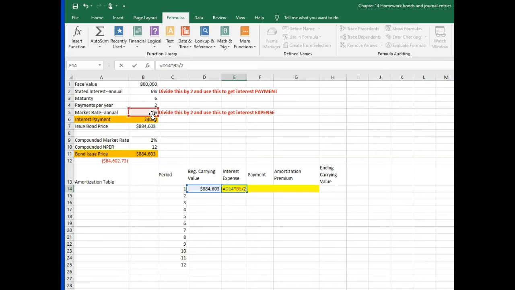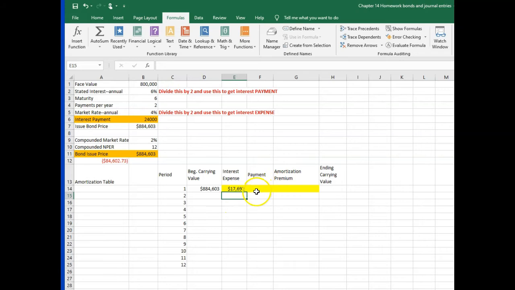And let's see, do I want to make any of this stationary? Well, as I drag down through the amortization table, the D14, I do want that to change, but the B5 over 2, that needs to be stationary. So I'm going to hit my F4 button again, and that takes care of that issue.